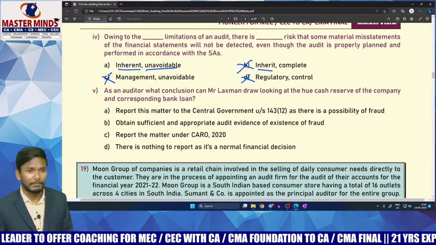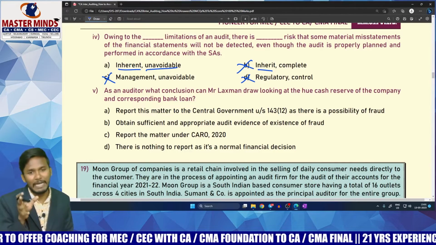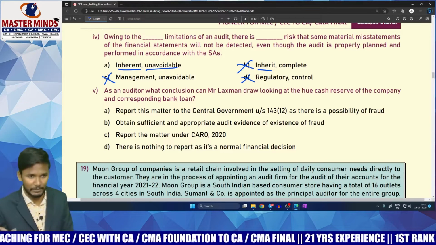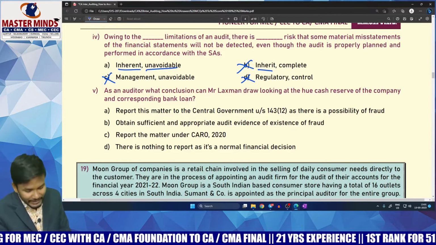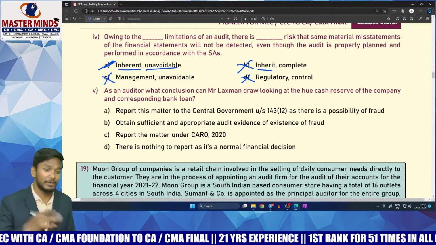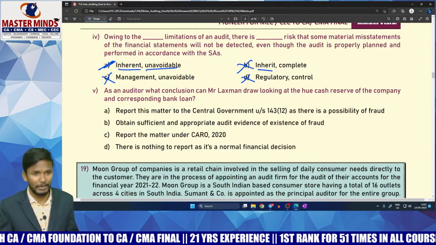See what I am telling, sir, by reading the first sentence itself, first line itself, we can come to an answer. But don't stop there, read the entire statement. See here though what happened, remaining 3 got eliminated. That is the reason why I am going for option A only. But in remaining question, no, will be like, it's not so simple. You have to go through the entire question.